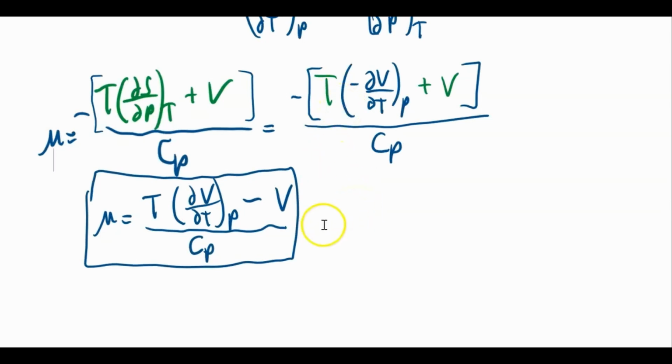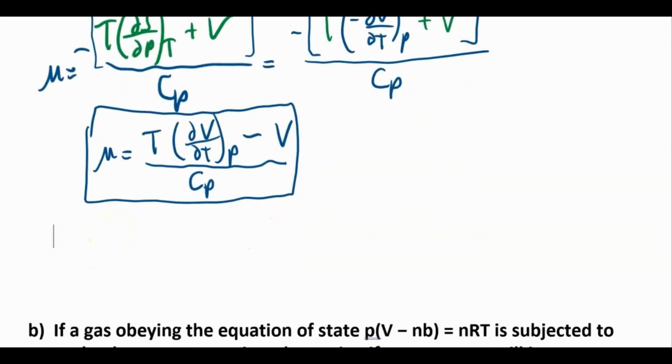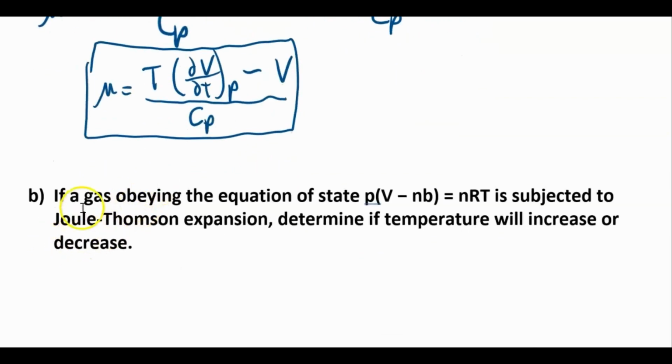Awesome. We went through exact differentials. We went through Maxwell relations. Now we're going to use this to solve a problem. So we're going to bring our example question here. And the question is, if a gas obeying the equation of state, P times V minus nb equals nRT, is subjected to Joule-Thomson expansion, determine if the temperature will increase or decrease.